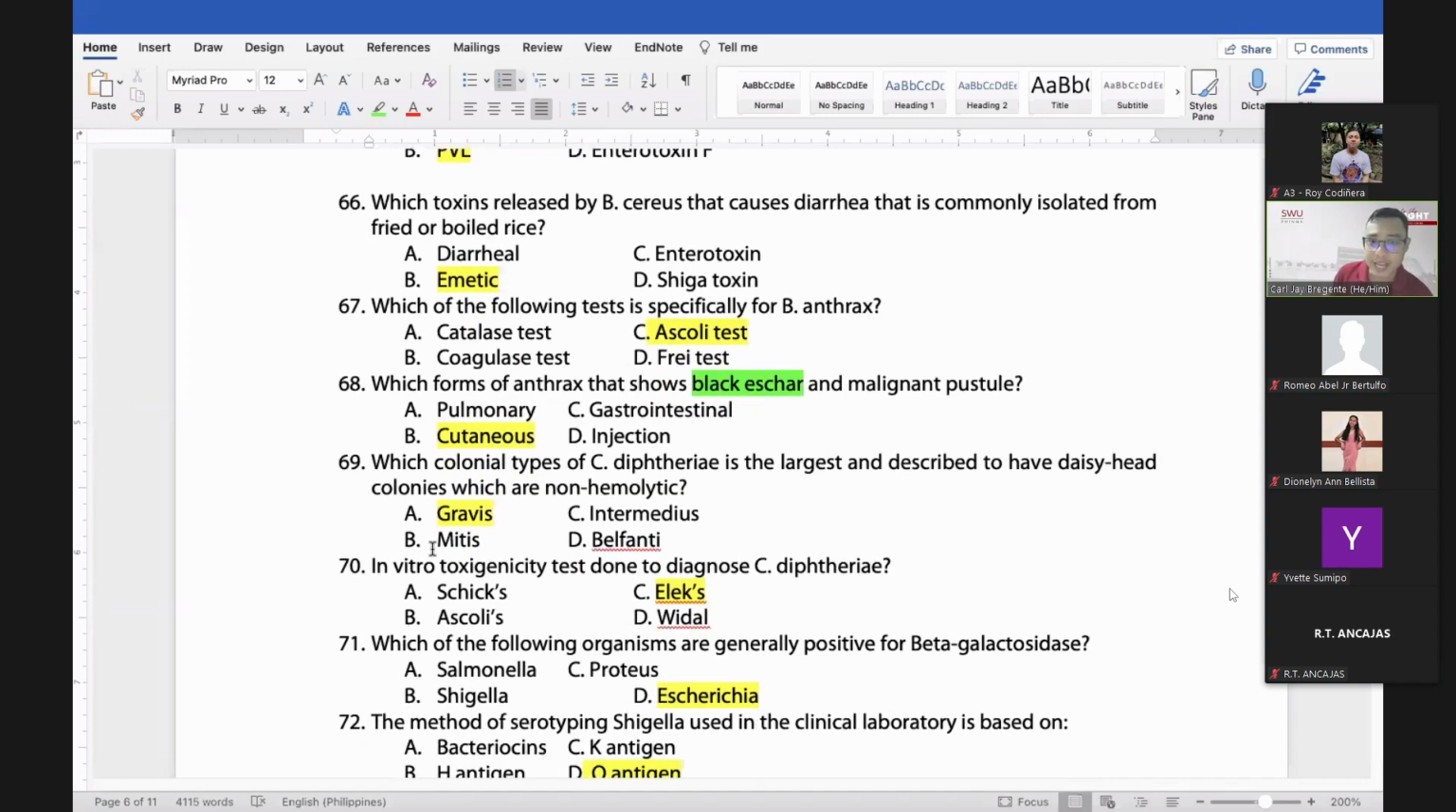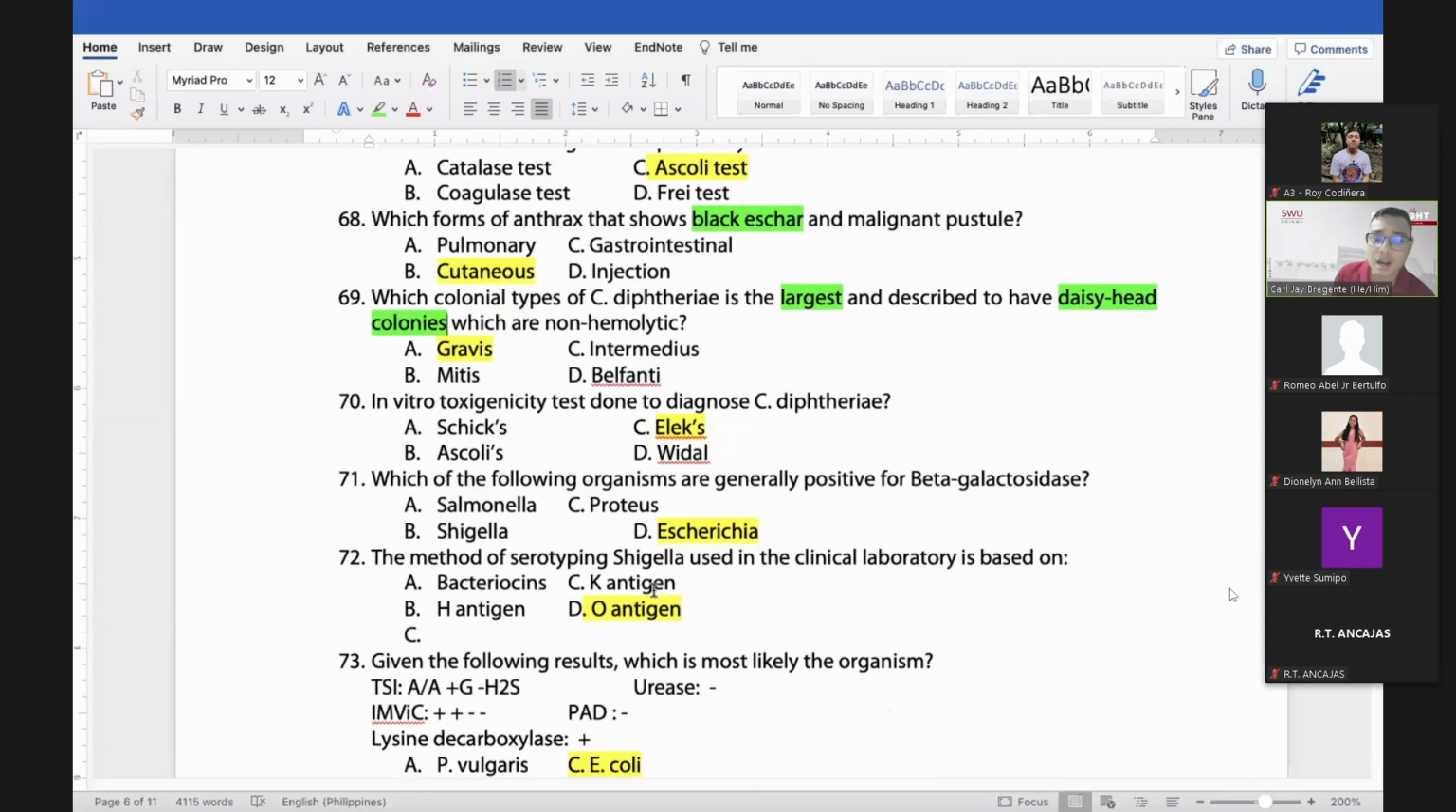69, which colonial type of C. diphtheriae is the largest? You have your clue, the largest. And daisy head colonies. So if the largest, it is gravis. It is named gravis because it is grave or largest. The rest have their own descriptions, so try to read the descriptions of the remaining choices. But remember, the largest colonial type of C. diphtheriae is gravis. Daisy head colonies, it's still gravis.